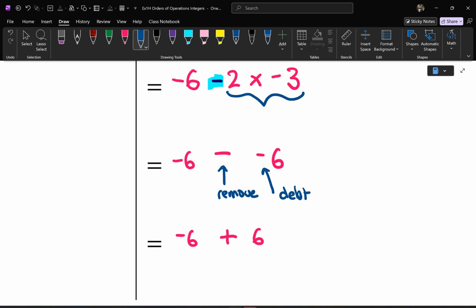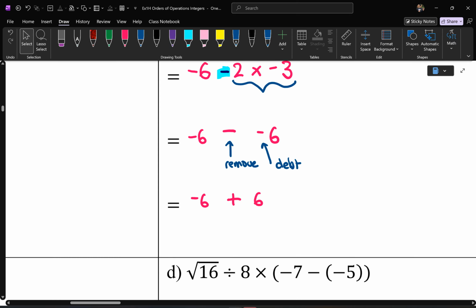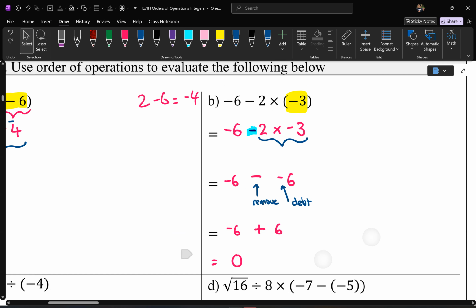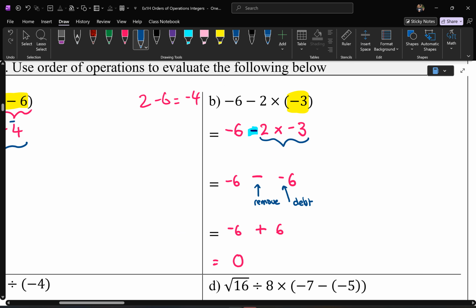Okay, so we now know it's actually -6. Instead of losing your debt, it's actually the same thing as gaining 6. So -6 plus 6 is the last bit you got to work out. And -6 plus 6 equals what? Can I please have, let's go with Quinn. 0, very good.